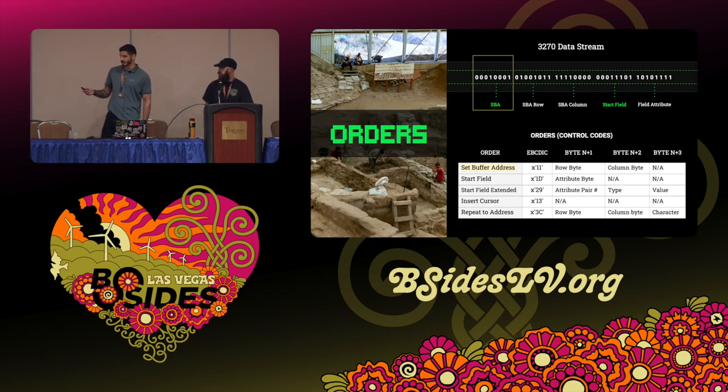Each order corresponds to a specific byte value. So in this example, the first byte is equal to the hex value 11. So we know it's a set buffer address order, which sets a field's location in the screen buffer. The next two bytes are just parameters for column and row that indicate the exact position on the screen. But the byte we're interested in is the start field order, because not only does this indicate the start of a field, it also indicates the start of a field attribute, which is the byte right next to it.